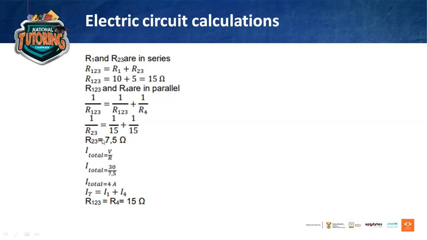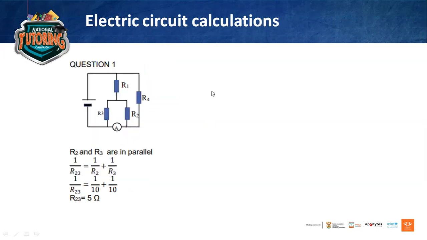So now we've got our equivalent resistance, which means that now we've got our circuit as one block. There wouldn't be all these blocks. We're only going to have one block, which is our equivalent resistance. And then we can now calculate our current.